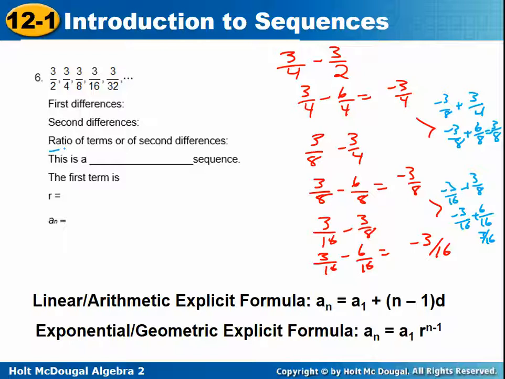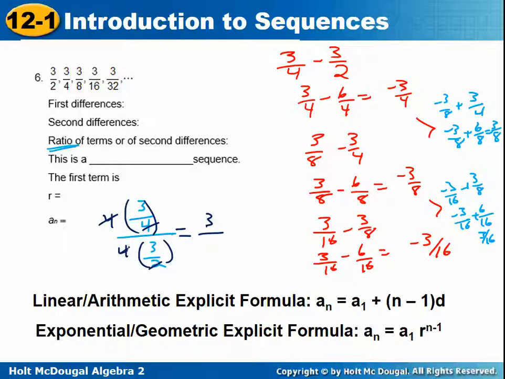So let's look for the ratios then. I'm going to do the ratio of the original values because I only have 2 to check. I didn't go very far with my differences. So I'm going to take 3/4 over 3/2. Now, in order to simplify this, I'm just going to multiply top and bottom by their common denominator of 4. And these cancel, and I'd have 3 for the numerator.